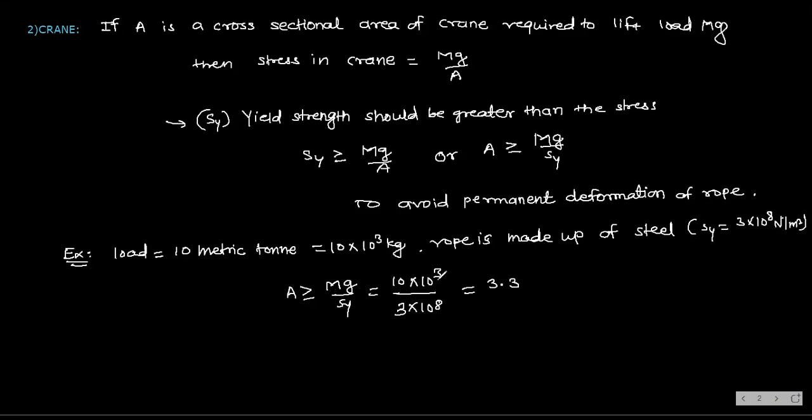g is also there. So this is 10 to the power 3, and one more 10 we should get because this g is here. So 3.3 into 10 to the power minus 4 meter square. That is equal to 3.3 centimeter square. So this much area of that rope should be there to withstand, equal to or greater than this. Understand?